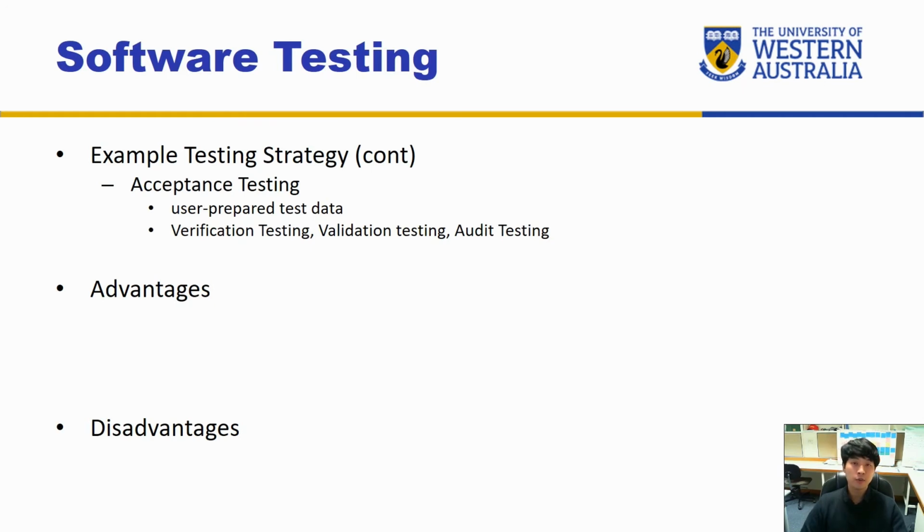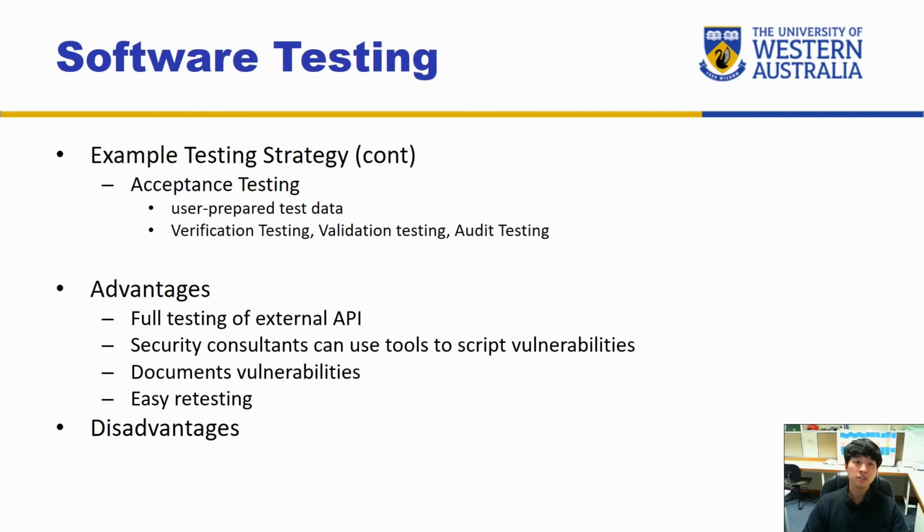So this is now where you can start to utilize user prepared test data and also conduct verification, validation, and auditing. Okay? So advantages include full testing of external APIs. So now your software product is out, and if it's relying on or utilizing external APIs, they all can be tested. And a lot of different tools that conduct security testing can now be used here.